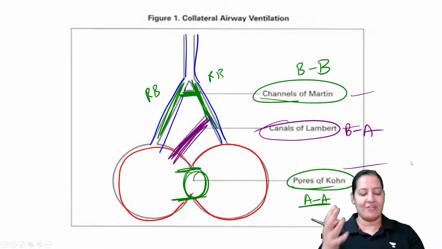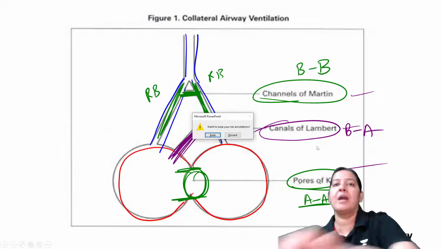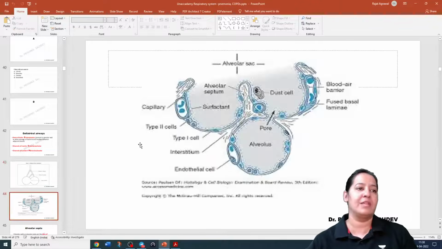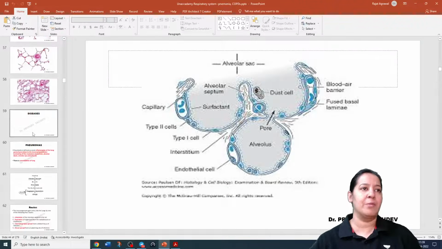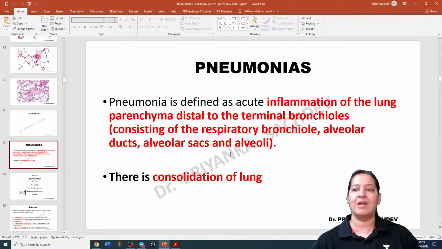So these are the collateral pathways. After collateral pathways, I would like to start with pneumonia now. Let me start the diseases. Let me start the pneumonia.